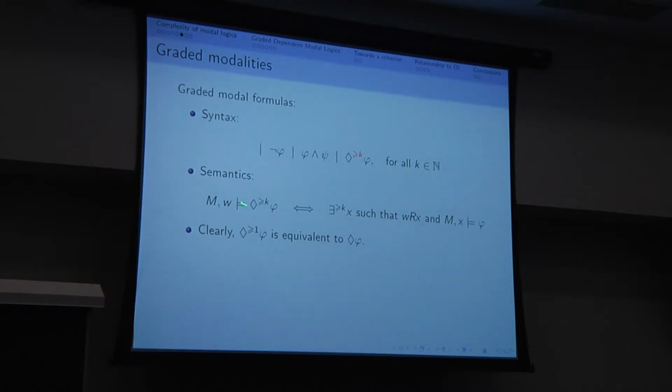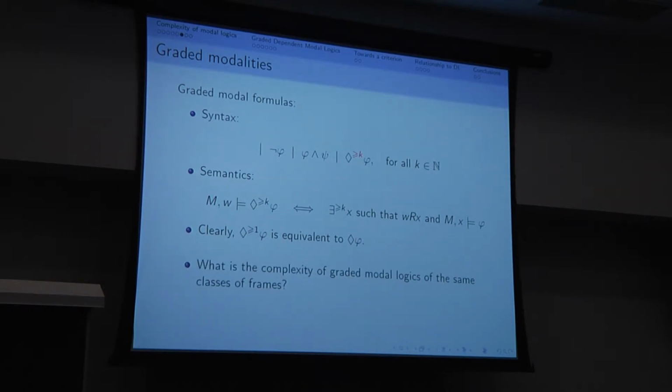K here and K here is the same K. It's not a stack of diamonds. It's an infinite series of diamonds for this. So for every natural number K, we have this modal operator: there exists K different successors of a given world where the formula is true. At least K successors. Of course, since we have negation, we can also express there exists at most K, there exists exactly K, and so on.